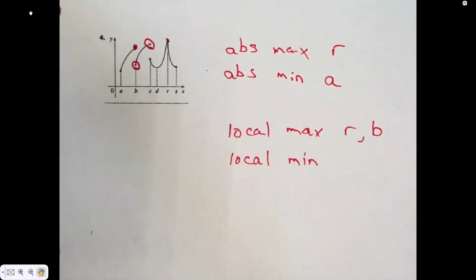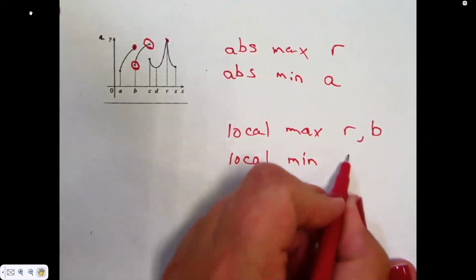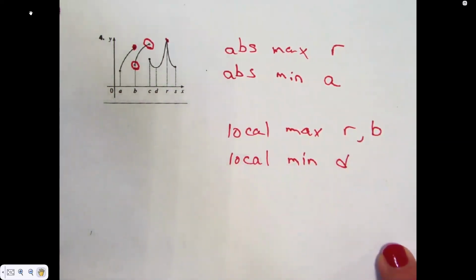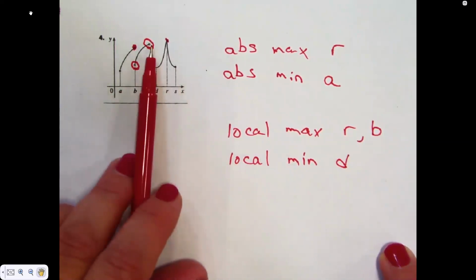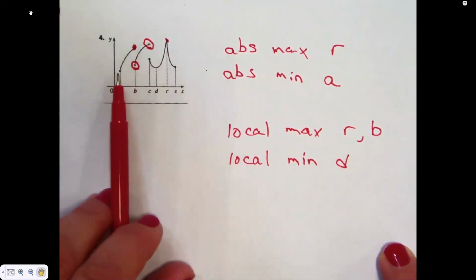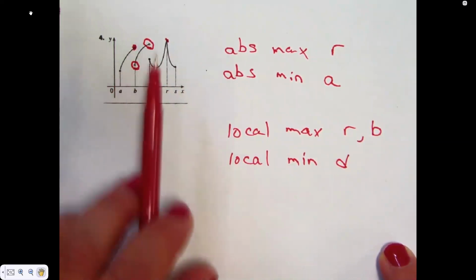Okay, where do we think a local min is? D. And that's our only local min. That's it. We can't do an endpoint. This is an open circle. This is an endpoint, so we can't do that one either.